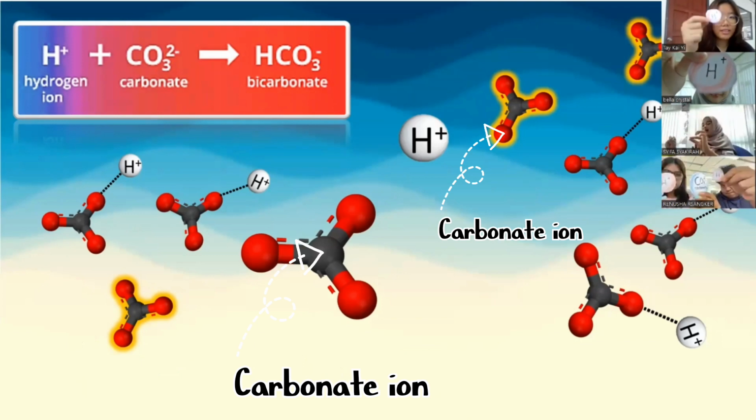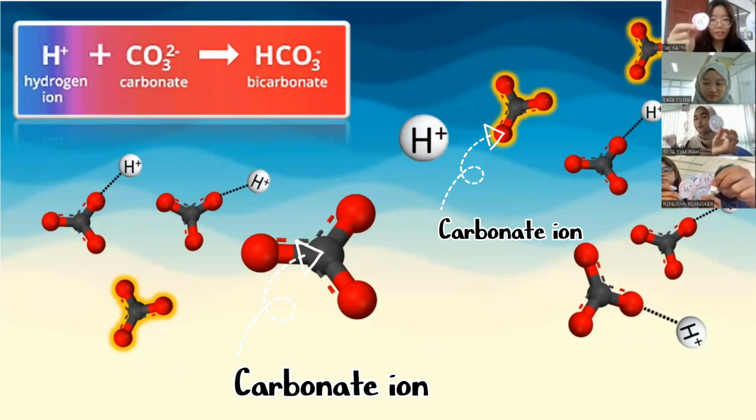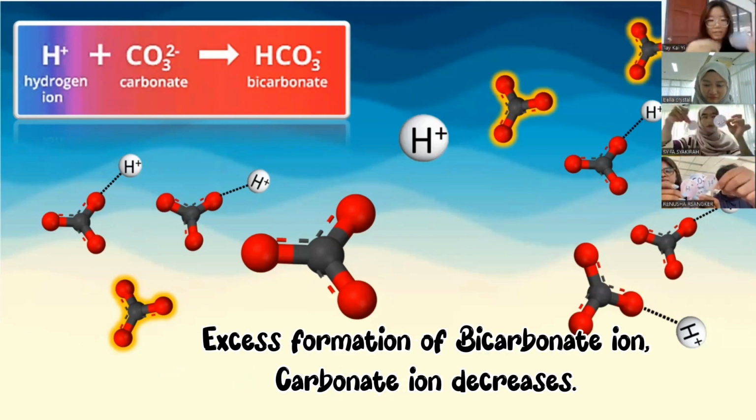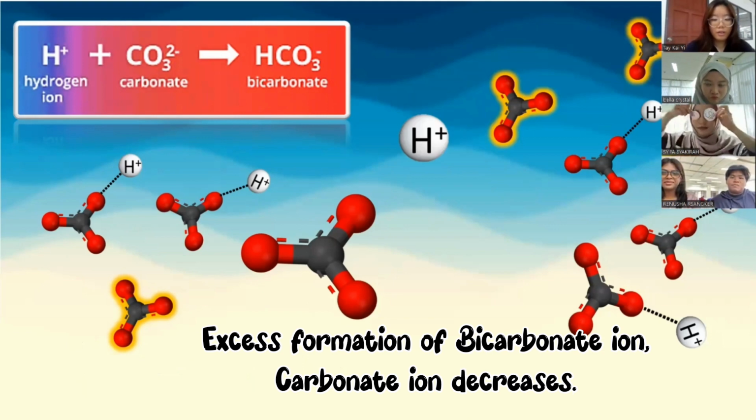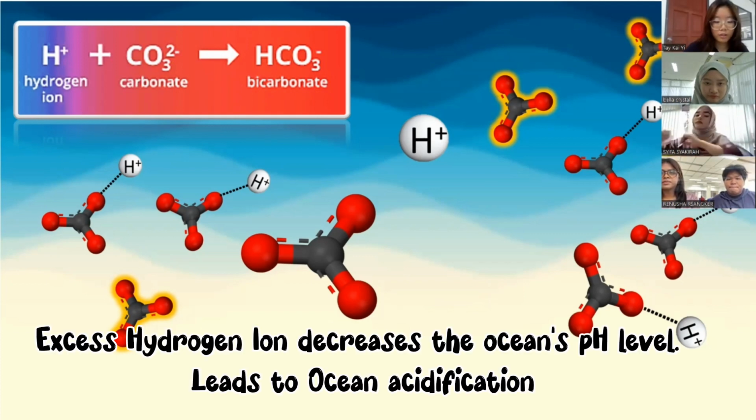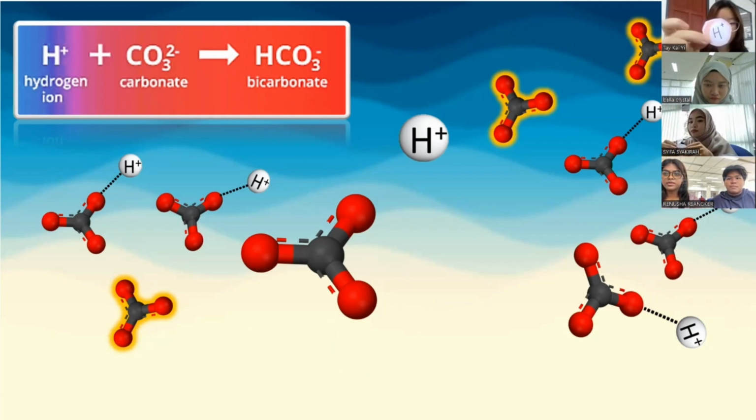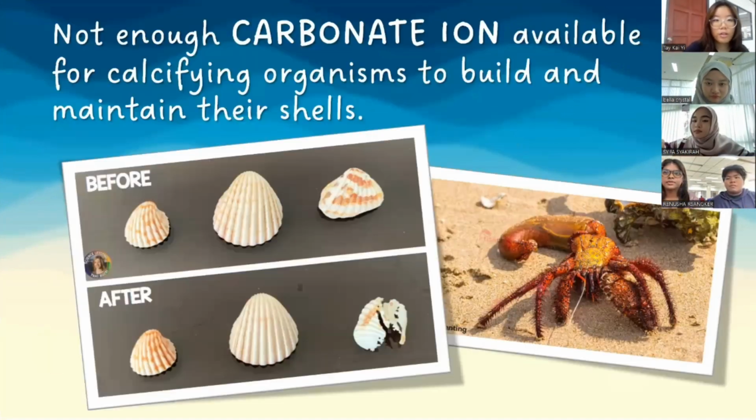When that happens, excess hydrogen ion is formed and it will bond with the available carbonate ion. They bond, and this results in fewer carbonate ions to be used by calcifying organisms. Thus, it will form bicarbonate. So what happens when excess hydrogen ion is in the seawater? It decreases the ocean pH, causing ocean acidification. So there will not be enough carbonate ion for calcifying organisms to build and maintain their shells.